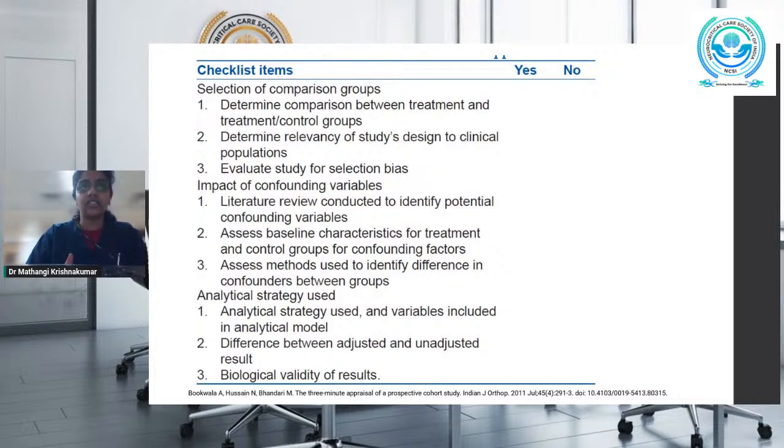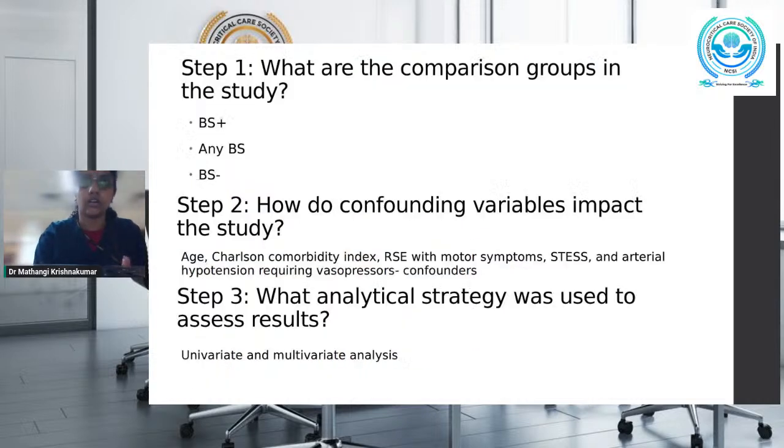And the third thing is, did the study have a good analytical strategy? Analytical strategy means whether the variables included were appropriate, whether appropriate statistical tests were used, and whether there was any biological validity of the results. So does that make sense? These 3 questions should be asked when we read any study.